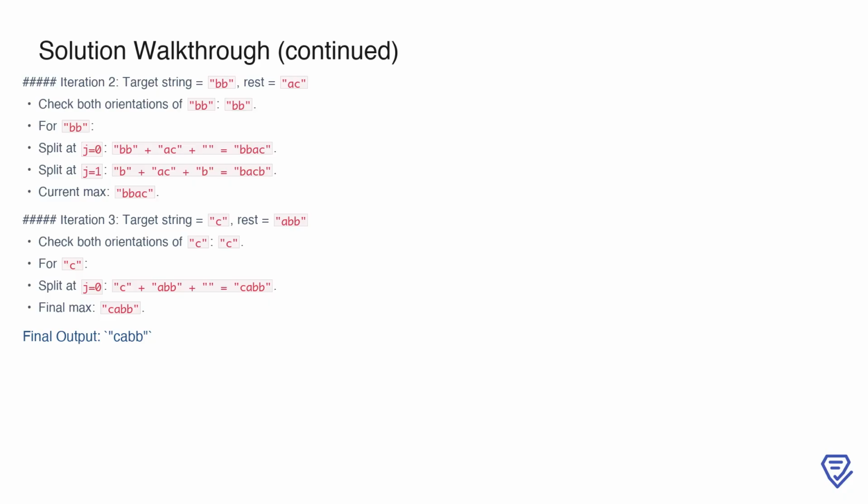In the third and final iteration, we treat C as the target string and AB as the rest. Since C and its reverse are the same, we calculate the split at position 0, which gives C plus AB, resulting in CAB. This becomes the final maximum string for this example. Therefore, the output for this input is CAB.